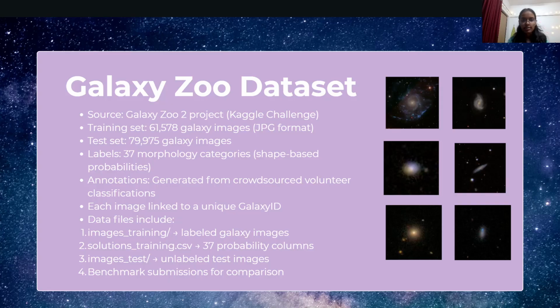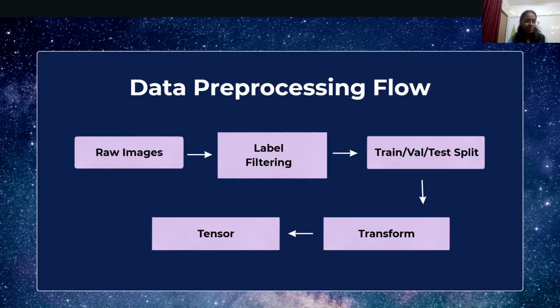So the next slide is the pre-processing flow, which we followed before training our models. Our process followed 5 main stages. First is loading the raw images, then label filtering, then splitting our dataset, then transform, and then tensor. First is loading the raw images.